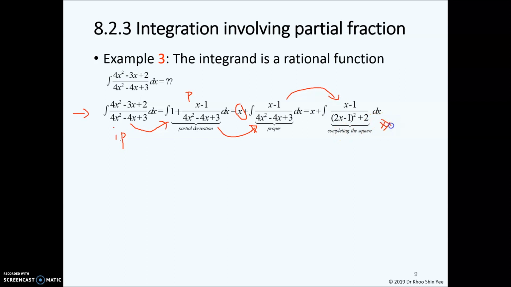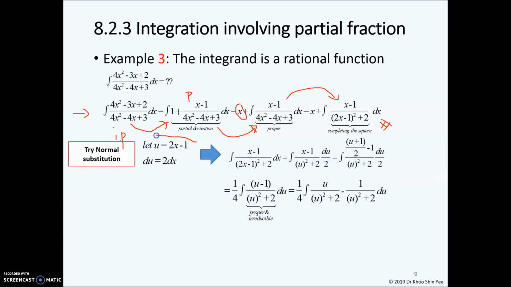So now we are here and we suggest we can let u equal to 2x minus 1 to solve this problem. So your du should be equal to 2 dx and your dx should be equal to du over 2. So this is our substitution. Let's substitute inside this formula.